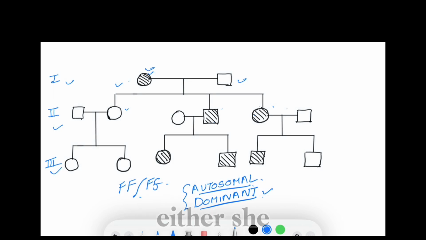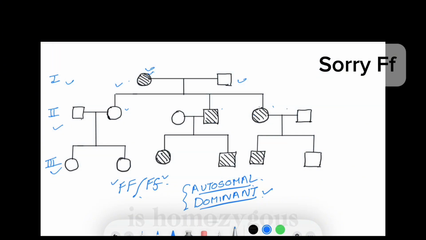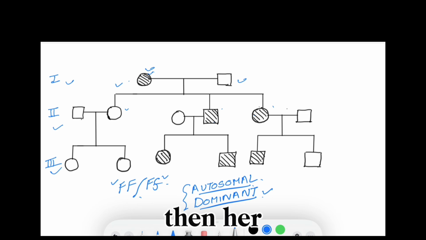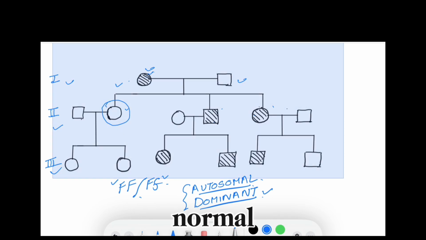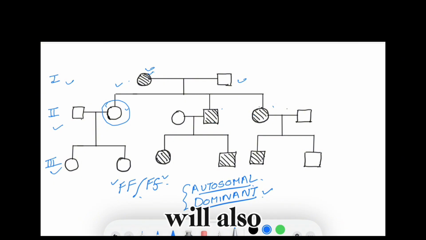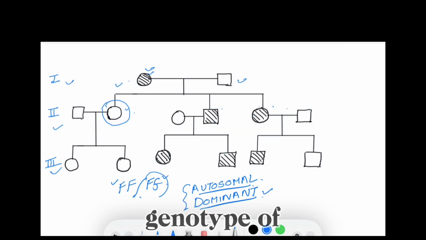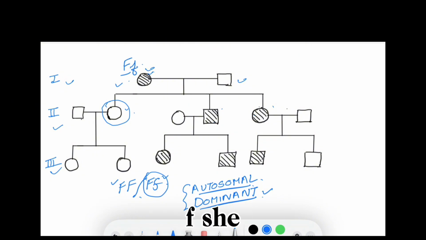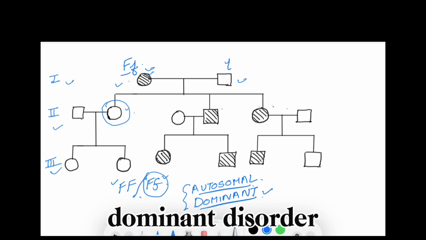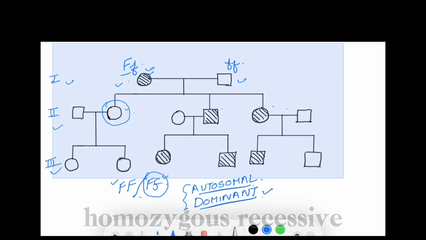Now for this mother, either she is capital FF or F small f. But if she were homozygous dominant, then this daughter could not be normal, because she would also pass that dominant allele to this daughter and she would also be affected. But this daughter is normal. That is why the genotype of the mother is F small f. She is heterozygous. And what is the genotype of the father? Naturally, the father is normal, and it is a dominant disorder. So his genotype is homozygous recessive here.